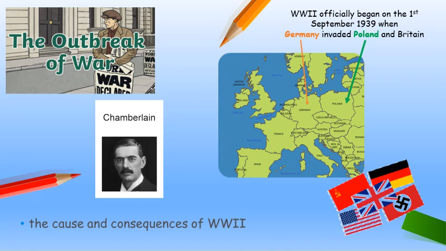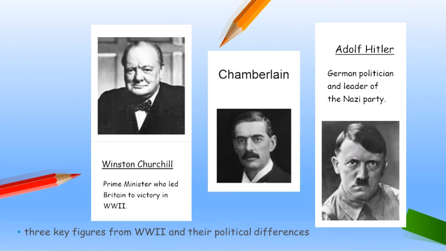We will start by looking at why Neville Chamberlain, the Prime Minister at the time, declared war in 1939 because Germany invaded Poland. Next, we'll think about 3 important political figures of the time, and we'll discuss why their views were so very different.